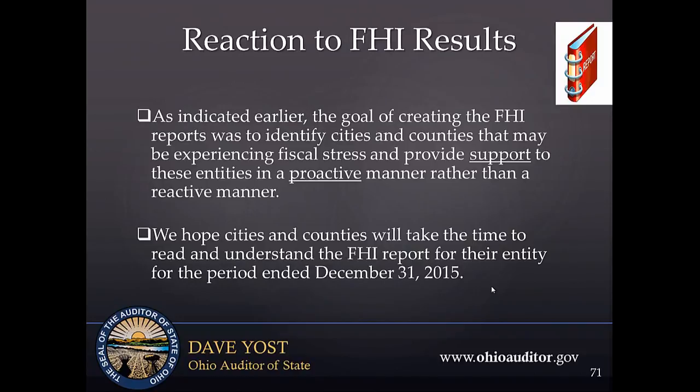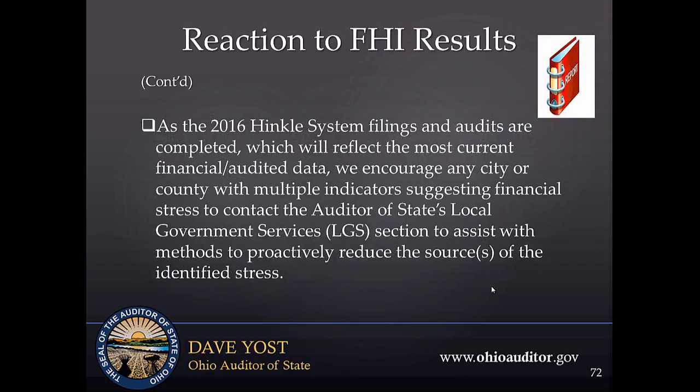As indicated earlier, the goal of the financial health indicators reports is to identify cities and counties that are experiencing fiscal stress and to help them by providing a proactive resource from the Auditor of State's Office rather than reacting when the entity is already in a state of fiscal stress. We hope that cities and counties will take time to read and understand their FHI report for the period ending December 31st, 2015. But since these have been completed for data almost a year ago, as the 2016 HINKLE System filings and audits are completed, those will reflect the most current financial and audited data.